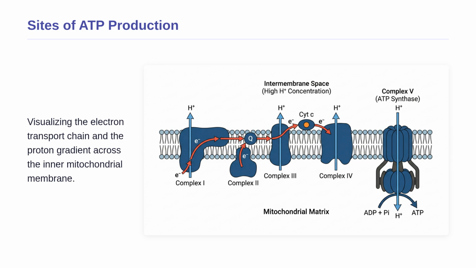Then, on the far right, look at complex 5, the ATP synthase. You can see the protons flowing back down through it, driving the physical rotation that forces ADP and phosphate together to manufacture ATP. This diagram beautifully captures the cellular hydroelectric dam in action.